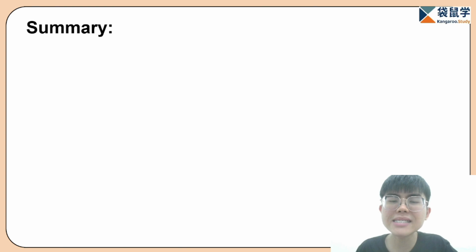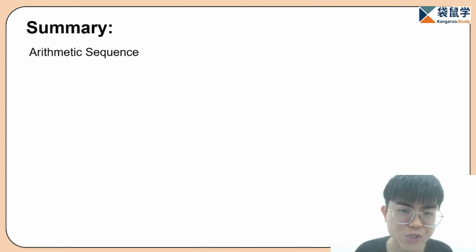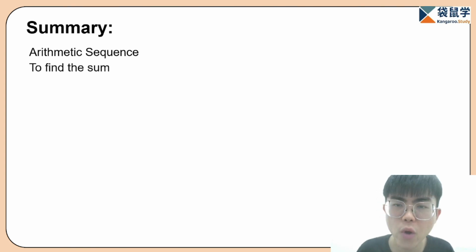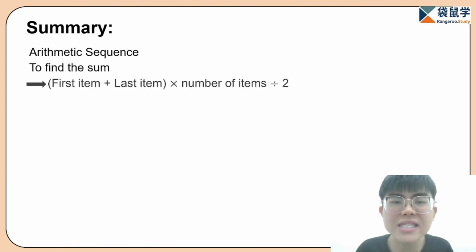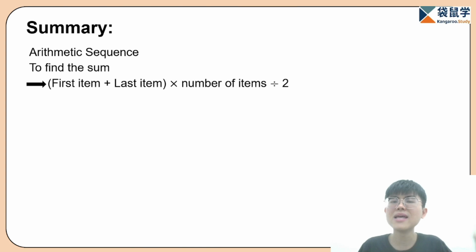Right, so now let's summarize what we have learned in this question. We learned about the arithmetic sequence. When we try to find the sum of an arithmetic sequence, we can just use the first item plus the last item. Then we multiply by the number of items. And finally, we divide by 2.